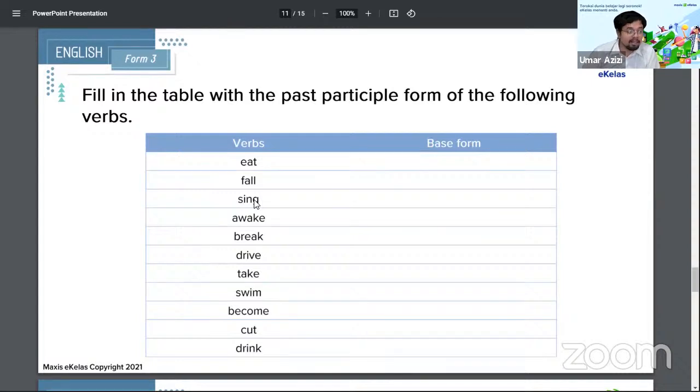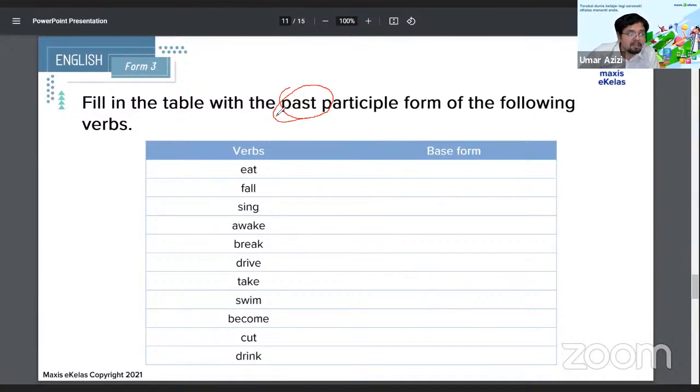We're going to do exercises now. Fill in the table with the past participle form of the following verbs. Remember, we were looking at past participle. This is the keyword here, past participle form. If we have the verb eat, what is the past participle form of the verb eat? What do you think it is? If the word is eat, the past form of that is?